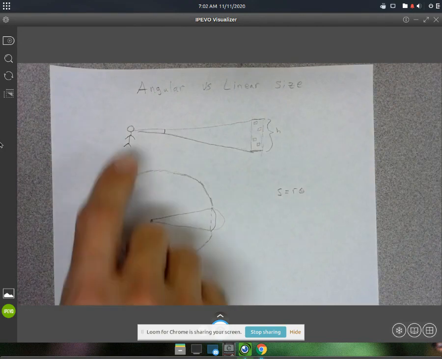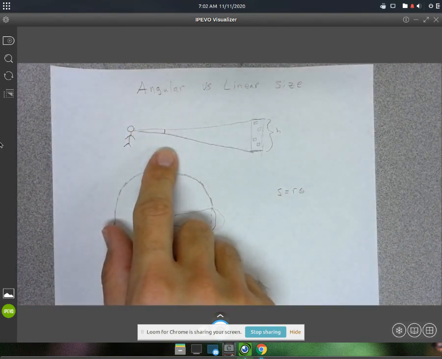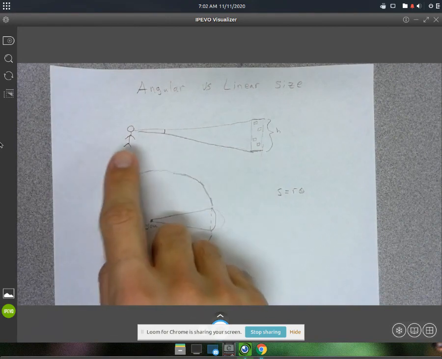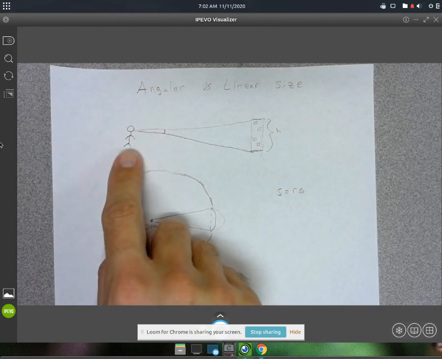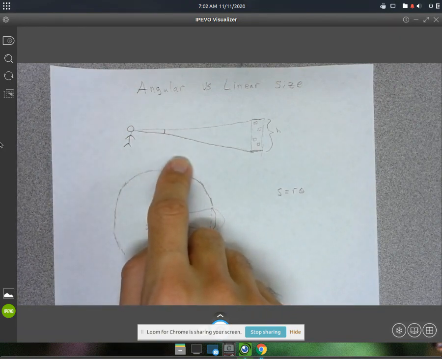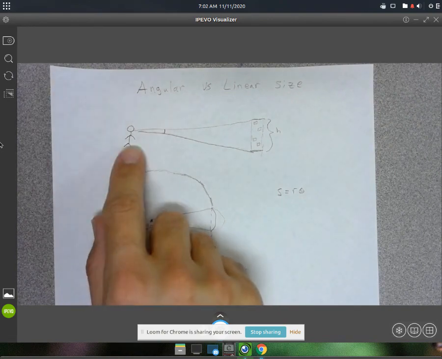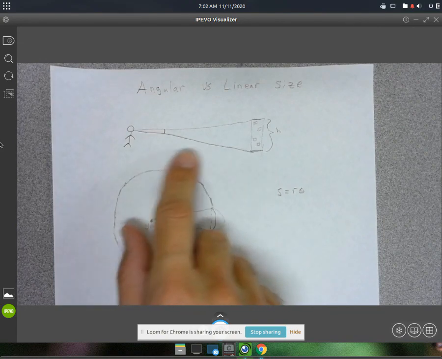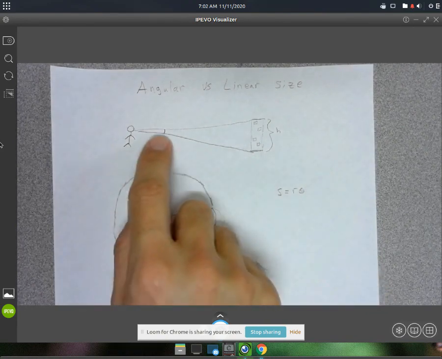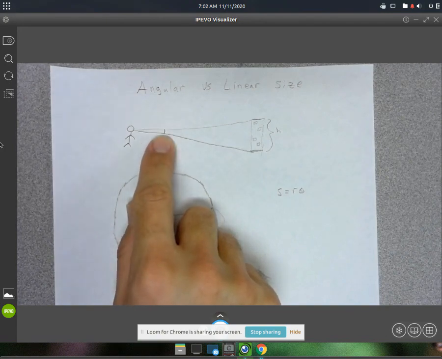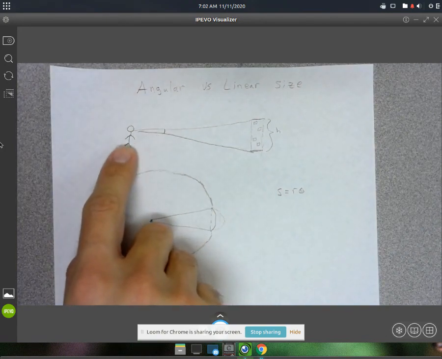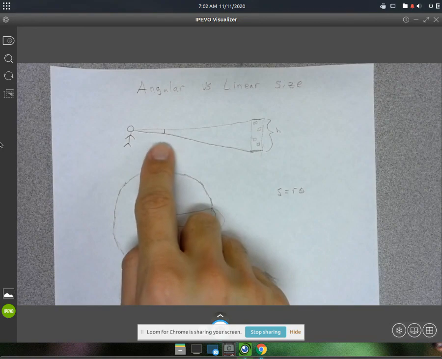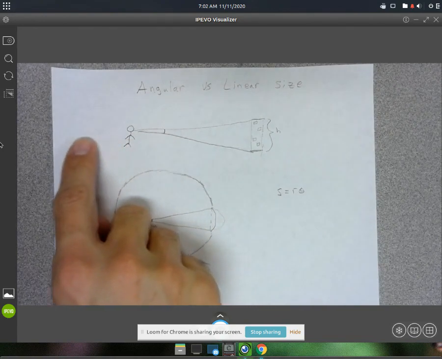Angular size. Angular size is a way of describing the size of an object based on how far away you are, and kind of how big it looks, depending on where you are. So where this guy is standing, he's supposedly far away from the building. The building may look big or small to him, all right, depending on the angle from which he sees it. All right, so the further he is back here, the further he is away from it, the smaller the building would look, because the angle right here gets smaller and smaller the further he backs up.